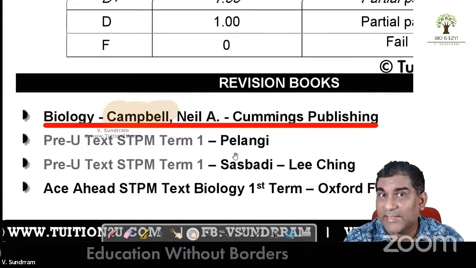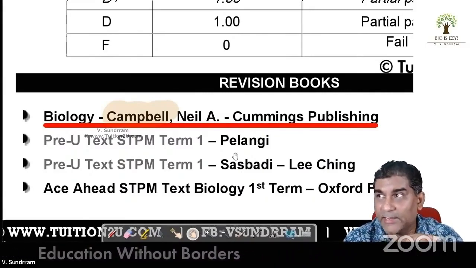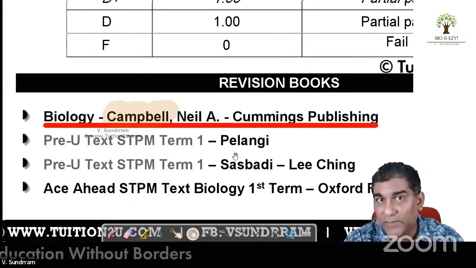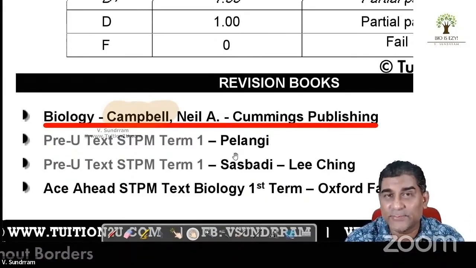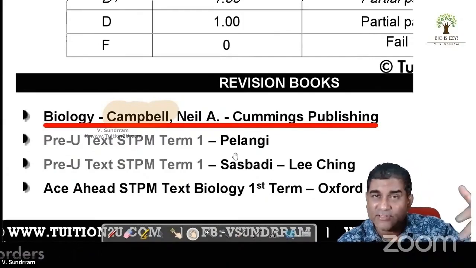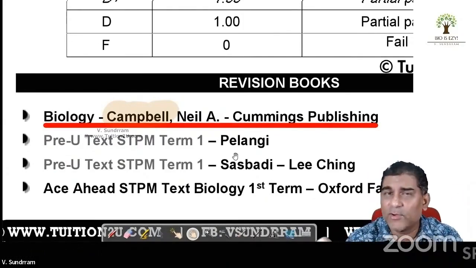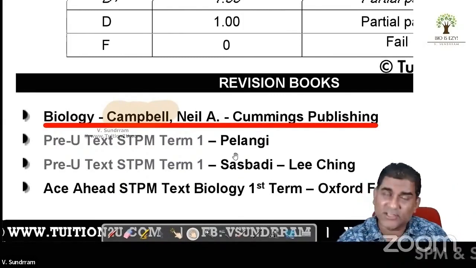Technically, we don't have a textbook for STPM. Form 5, you have a textbook. For STPM, no. They have suggested reference books. If you check the syllabus, they'll have suggested reference books. Follow your school teacher. Whatever your school teacher recommends, buy that.